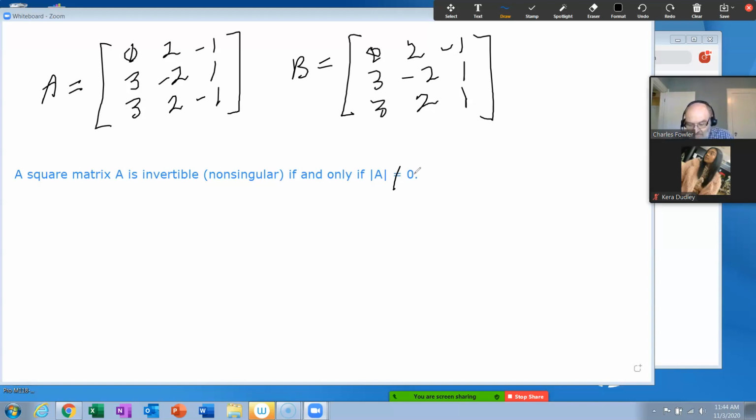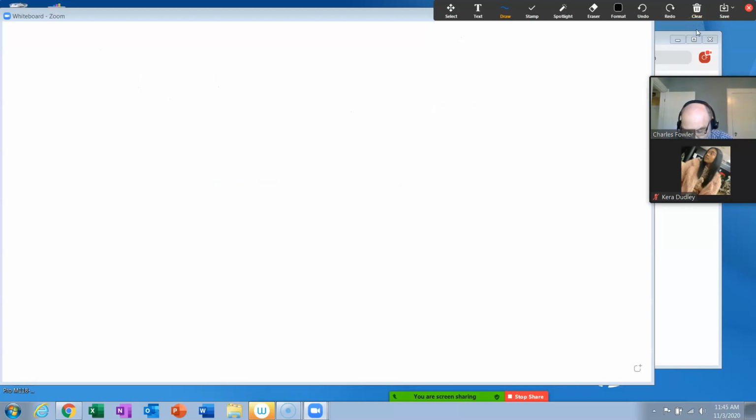Let's look at the discovery on page 128. Unfortunately, it says to use a software program or a graphing utility to find the inverse of this matrix. I think I've done this before and I've not been happy with it, but I'm going to see if I can do it. So I'm going to clear the drawing here and let's see what we get.